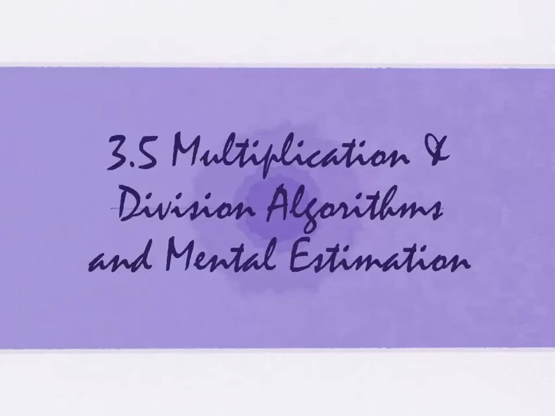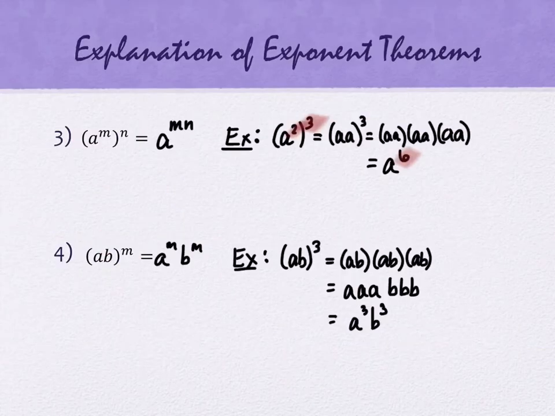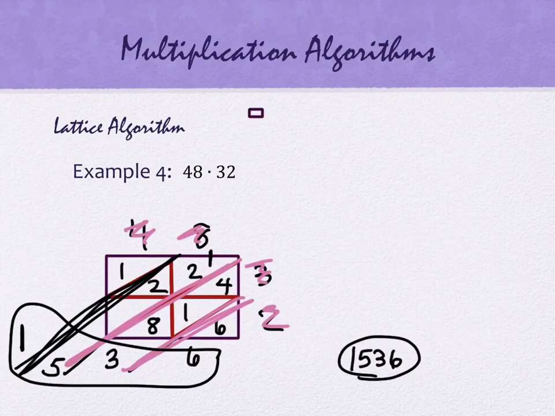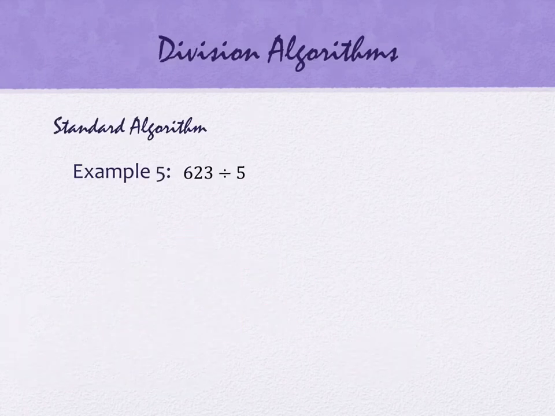All right, last time we started section 3.5, we were talking about multiplication and division algorithms, and we haven't gotten to the division part yet. But that's where we're going to pick up. We had done some different exponent properties because that's related to multiplication, and then also some multiplication algorithms. And now we're going to take a look at division algorithms.